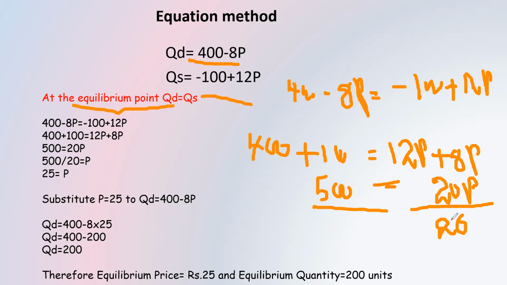Dividing both sides by 20, P is equal to 25. The price is equal to 25. Then when we substitute this price into either the demand equation or the supply equation, we can get a value for Q.